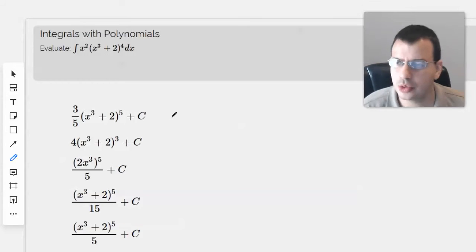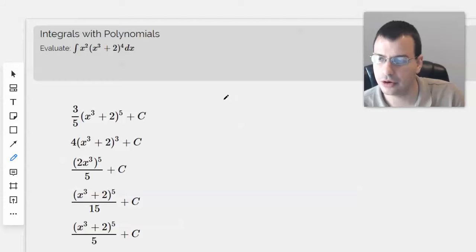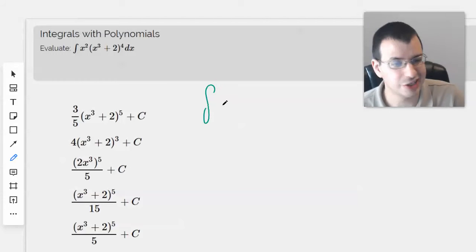Evaluate the integral of x squared times (x cubed plus 2) to the power of 4. Okay, so we want to integrate.